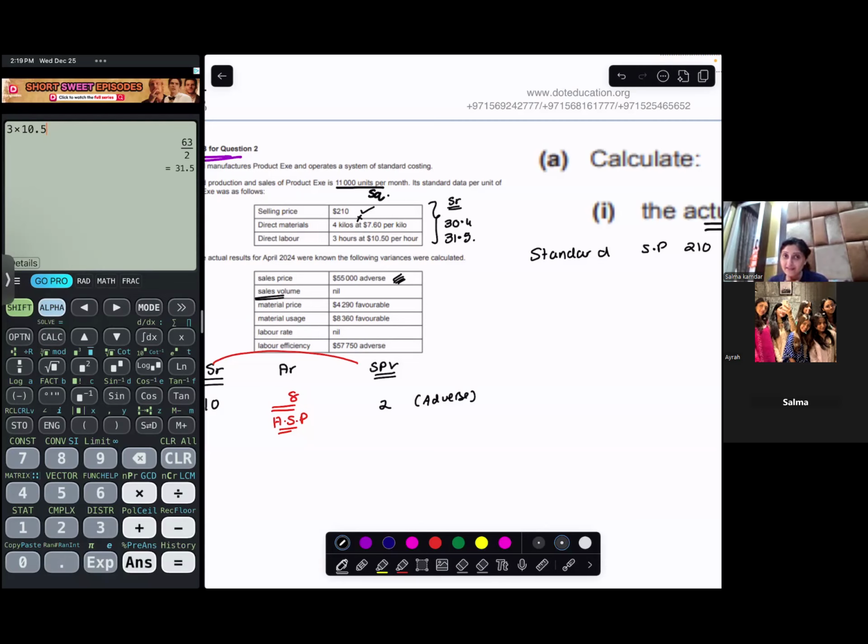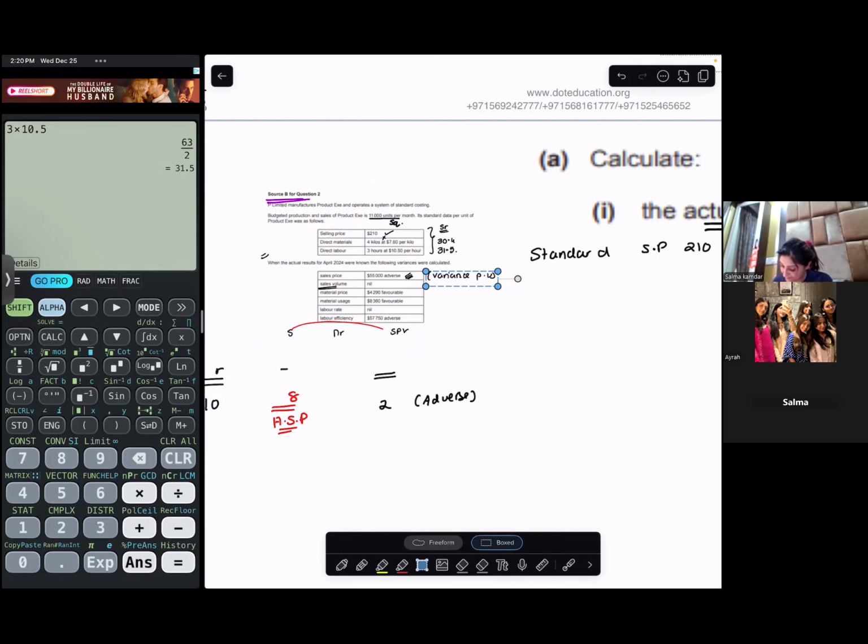So how will I calculate my rate variance? Can I calculate the variance per unit? Yeah. What is the variance per unit? 55,000 divided by 11,000. So how much will I get? 5. So variance per unit is 5.